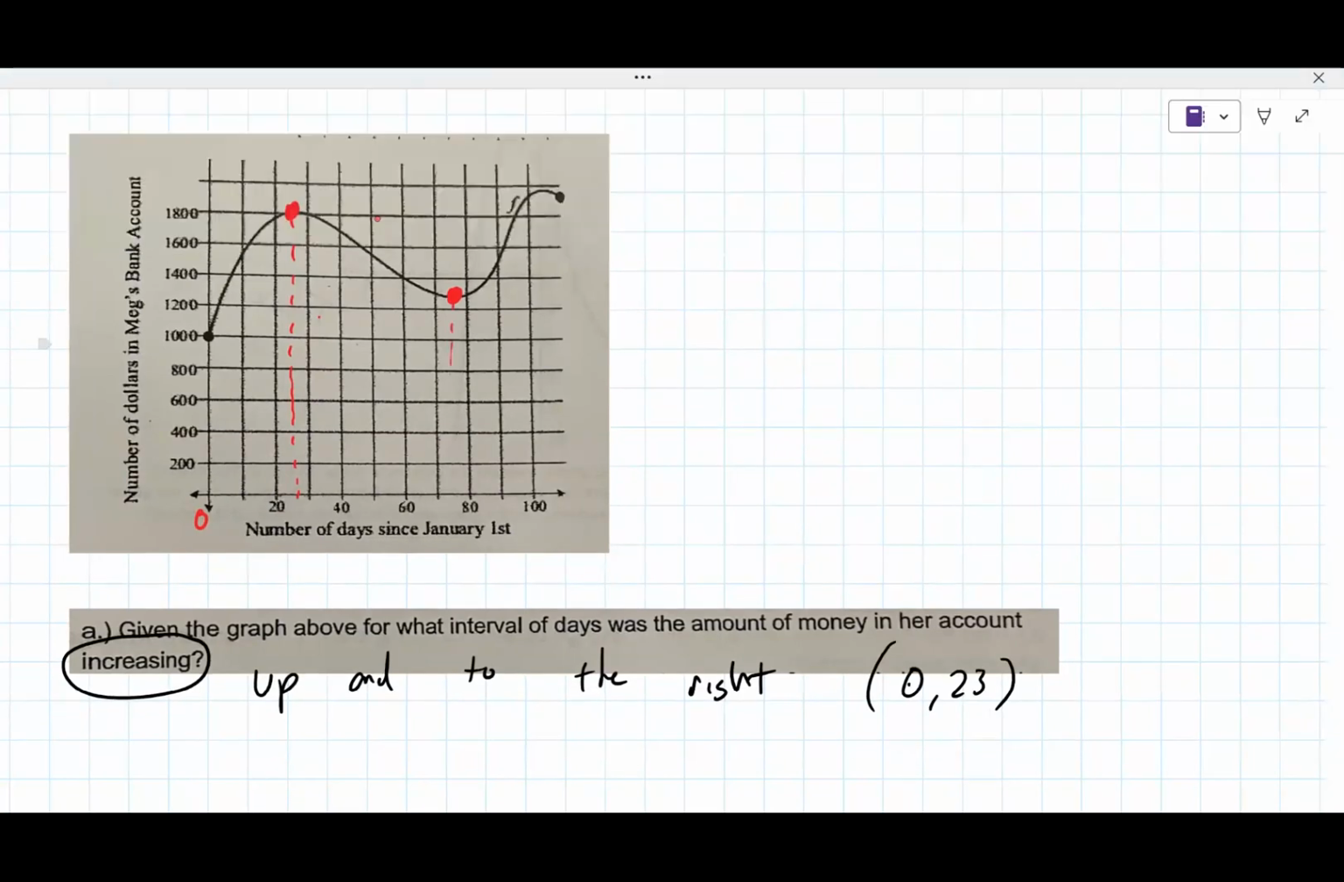Okay, now what other days is it going up and to the right? Look at the x values. What are the x values? What is the x value here and the x value here?